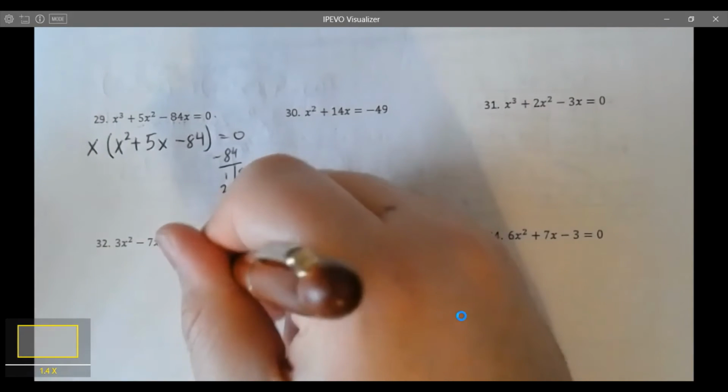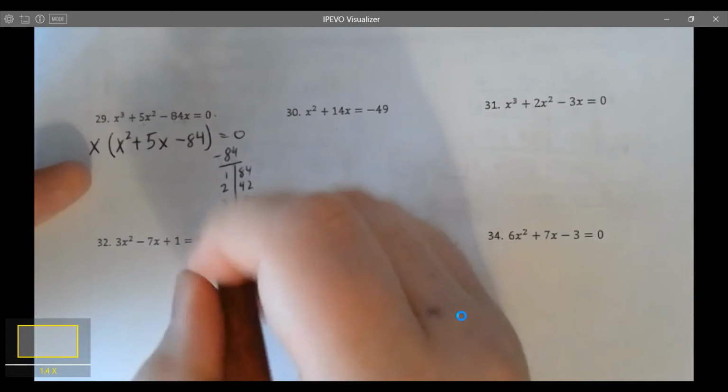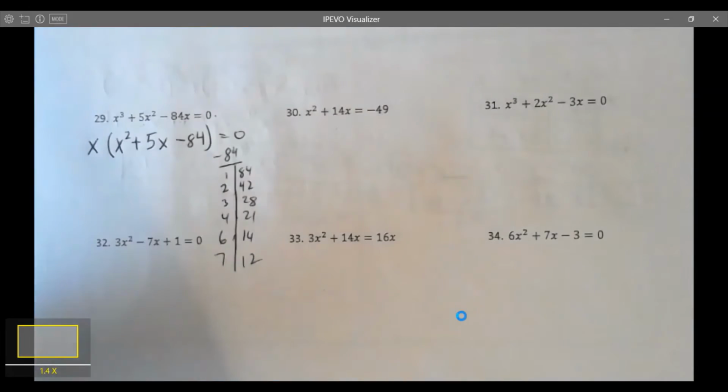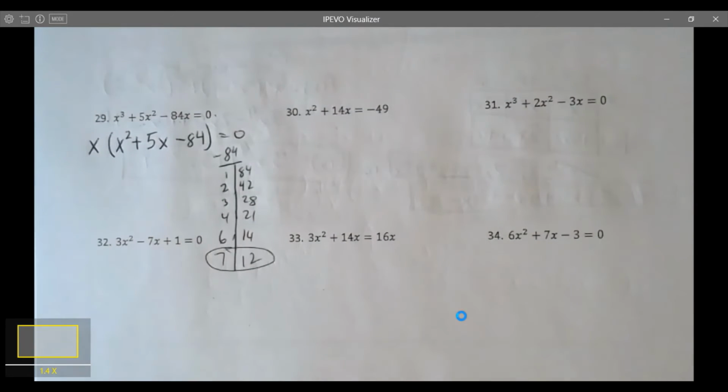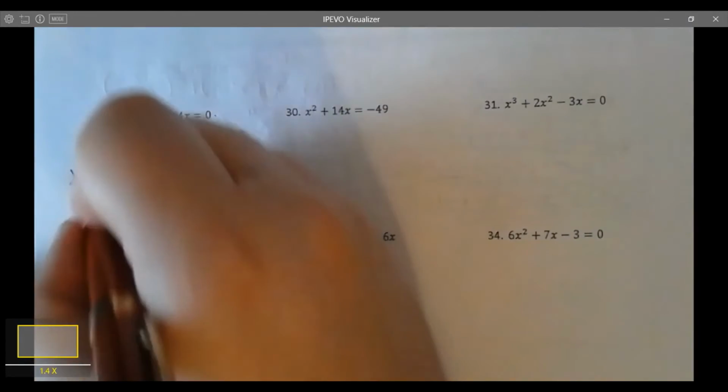No. Let's go on. 84 divided by 8 doesn't work. Divided by 12, so 7 and 12. Now that will work. So 7 and 12. So x times x plus 7.